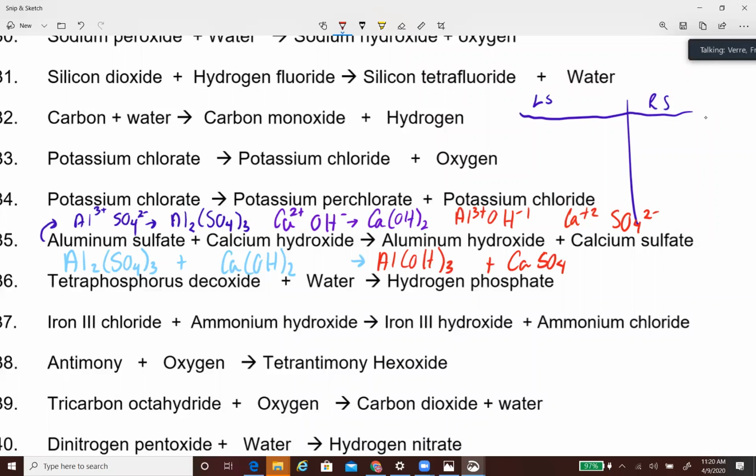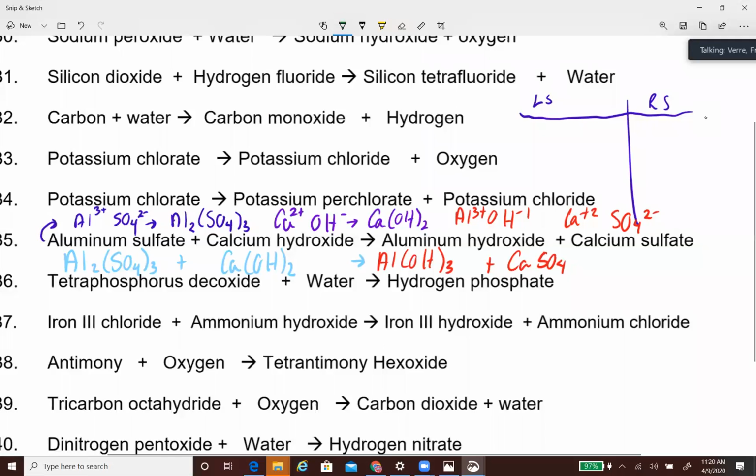Okay, now here is a good example again of where we have sulfate on the left and on the right, hydroxide on the left and on the right. So make your life easy. You do not need to split these up. Keep them together. So what we can do is we can do a count.